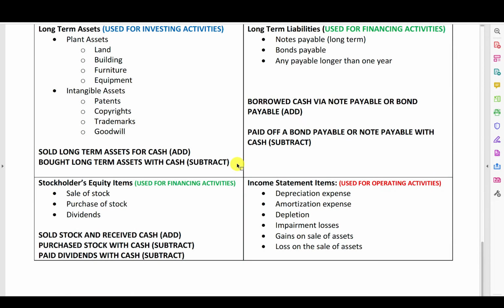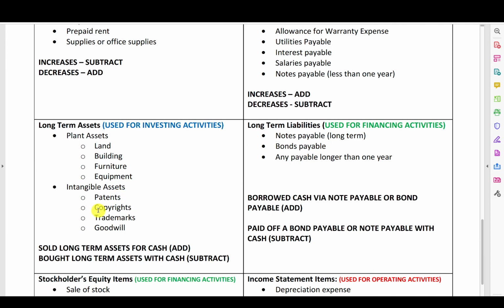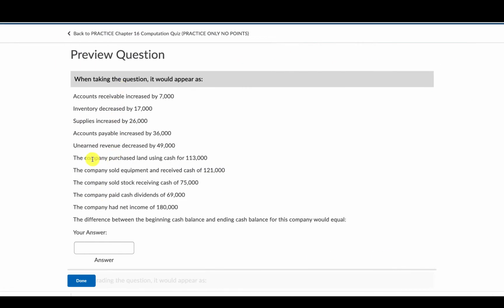Again, remember what investing activities are. Investing activities are just long-term assets. If I buy long-term assets with cash, it's a minus. If I sell long-term assets and receive cash, it's a plus. And these are all the long-term assets in case you forget the name. So I'm going to look for my long-term assets, and there's land and equipment. These are the only two. The others are not long-term assets.